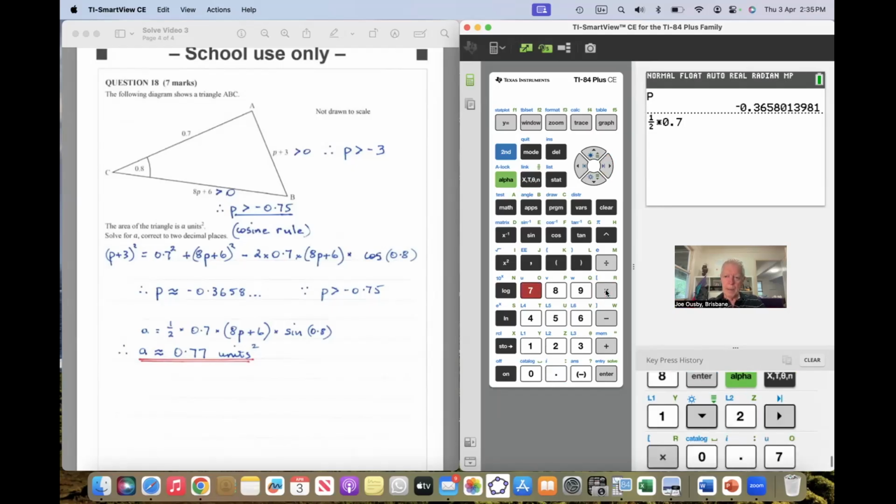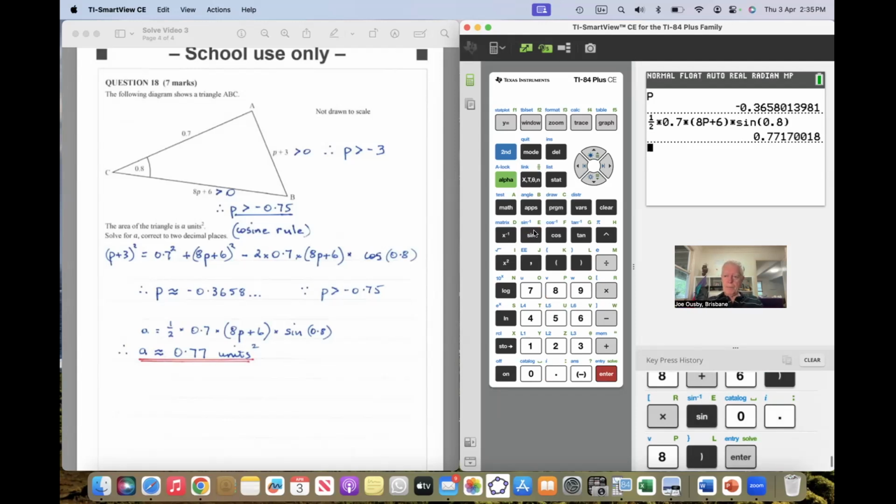0.7, and that's then multiplied by brackets 8 alpha P plus 6, close bracket, multiplied by the sine of 0.8. So it's sine 0.8, and execute that. And of course, it comes back with 0.77, and that's 0.77 square units.